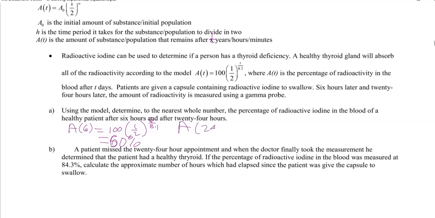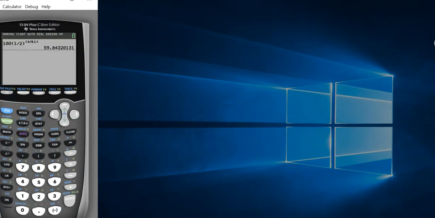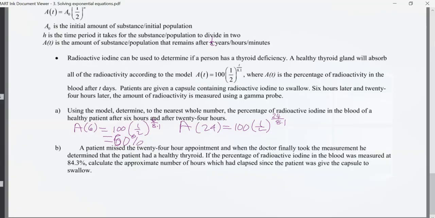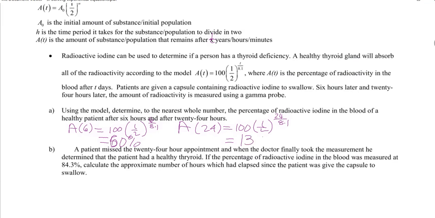And A of 24 is the exact same, only 24 instead of 6. So I'm just going to pull this down, and you can do that a couple of ways. I can just arrow up, hit enter, and it'll bring that down. I can arrow back, so when I get to the 6, I put in a 2. I go second, delete, go to insert, because I want to change that to a 24. So it becomes 24 divided by 8.1. Hit enter, and we get 13%, to the nearest whole number.